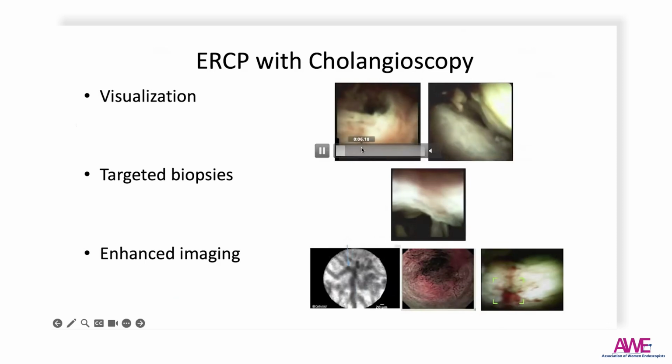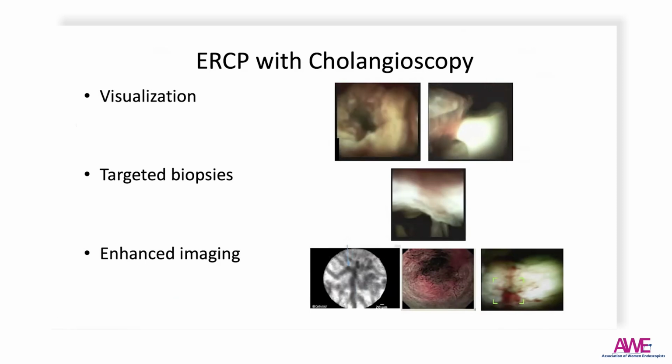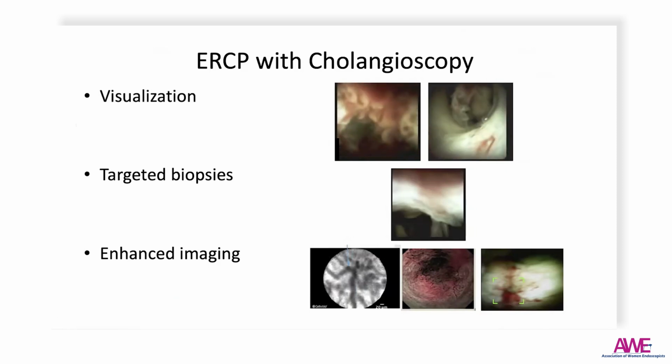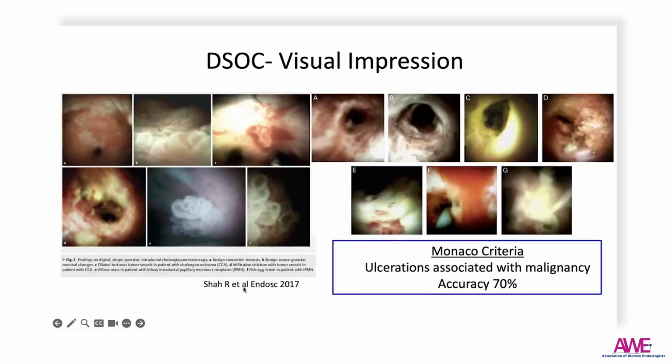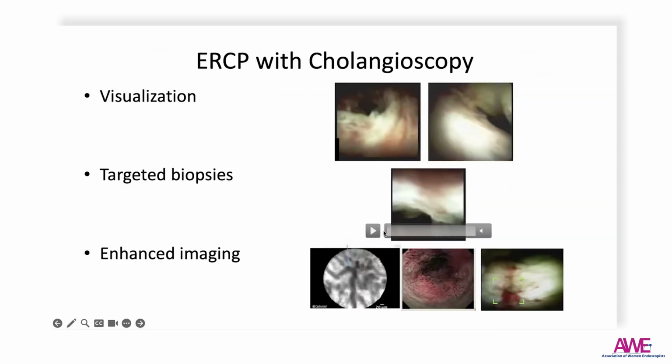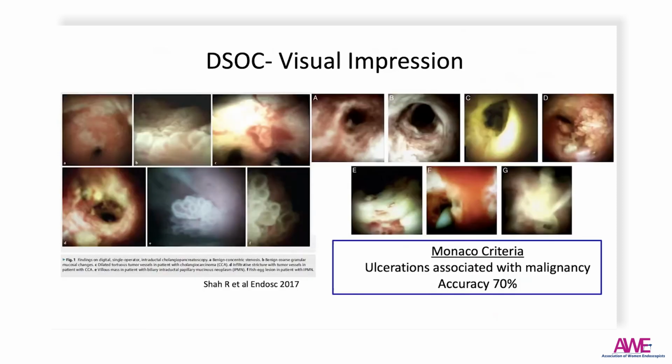So ultimately, what does cholangioscopy offer us? It gives us visualization of the lesion itself, the ductal epithelium, both in normal and abnormal tissue. It helps us target our biopsies based on those visualized sites and suspicious features. And then it also allows us to perform some enhanced imaging, such as confocal and now AI.